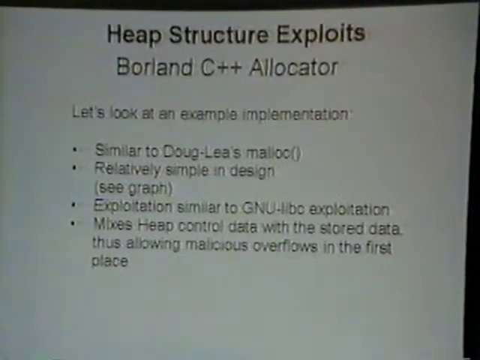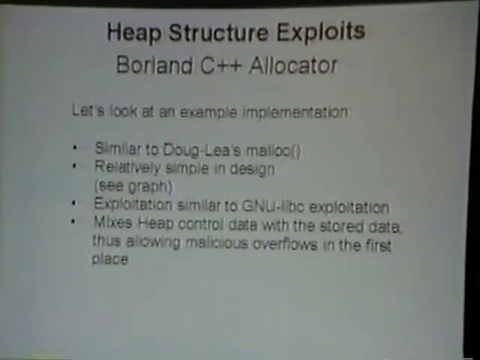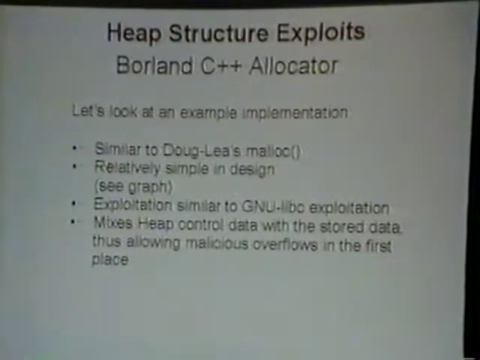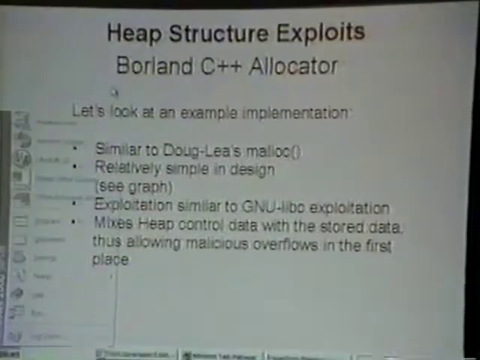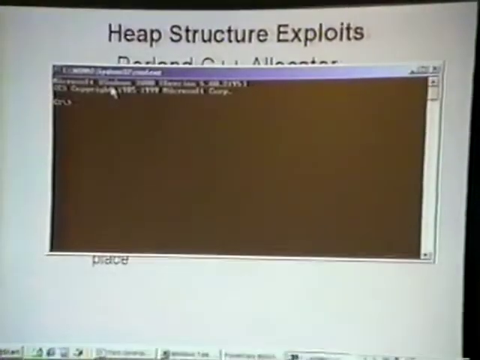Okay. So we look at the Borland C allocator. It is similar to something called Doug Lea's malloc, which is the malloc implementation present in GNU libc. It is relatively simple in design. I'll show you a flow graph in order to make that more clear.